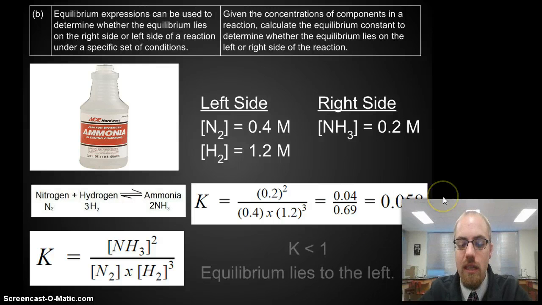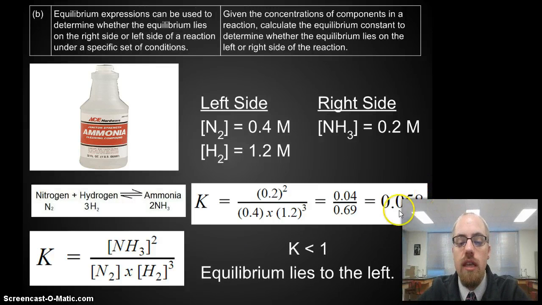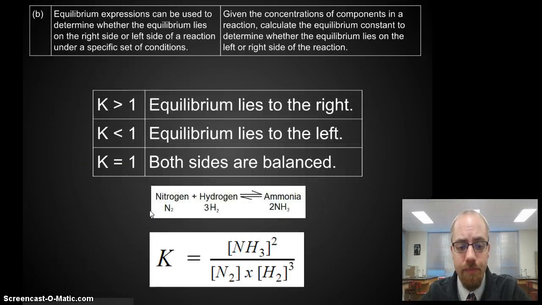This value is less than 1, which tells us that the equilibrium is going to lie to the left side of this reaction, which means you have more of the nitrogen and hydrogen than you do of the ammonia. Okay? And so notice here it's the same reaction, just different conditions, different concentrations. Whether the equilibrium lies to the right or to the left doesn't necessarily depend on the equation itself, but more on the conditions in which that reaction is occurring.